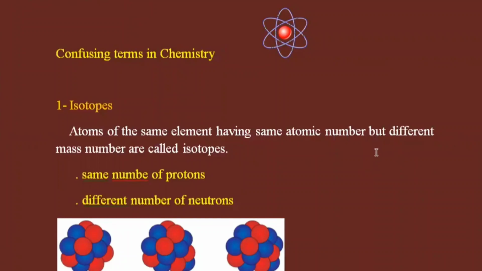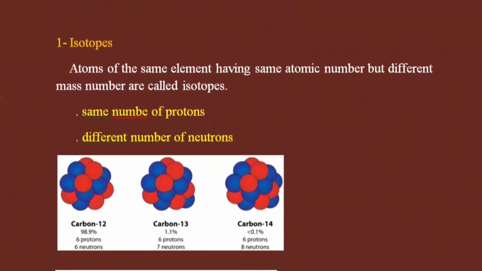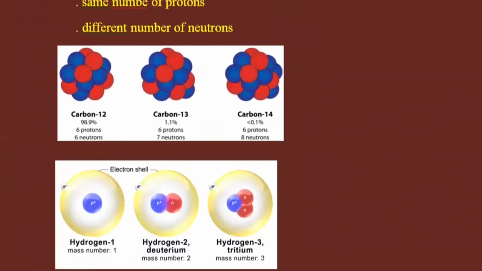On the top left side of the symbol, you write the mass number, represented by A. And below the mass number, you write the atomic number, represented by Z. When you take the difference, A minus Z, you will get the number of neutrons. So the same atomic number means isotopes have the same number of protons, and different mass number means they have a different number of neutrons. So ek example discuss karte hain jisse aapko bilkul clear ho jayega.